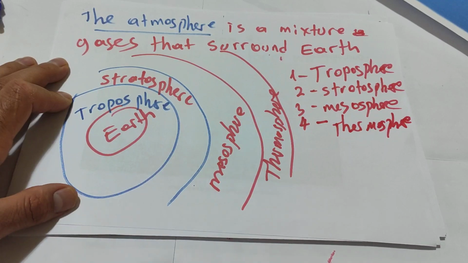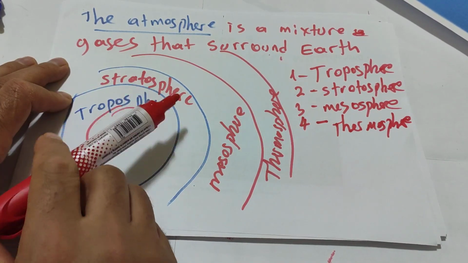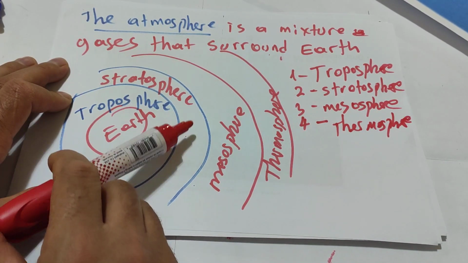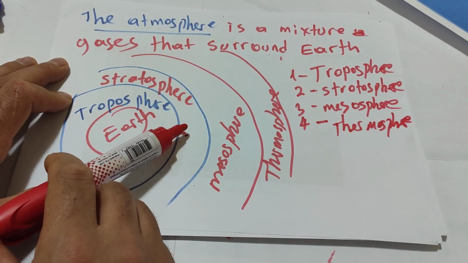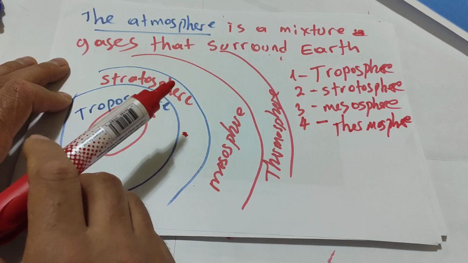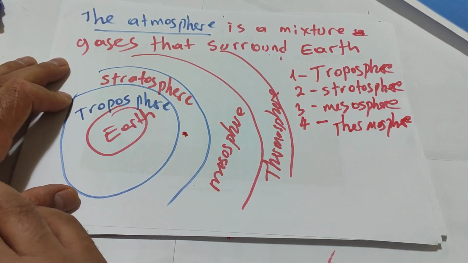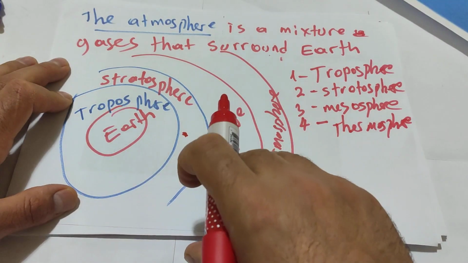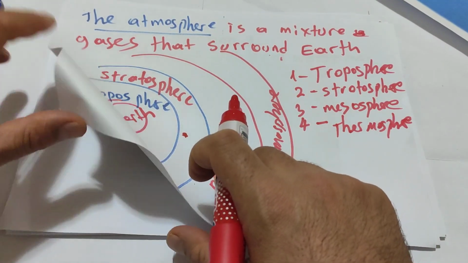Alright. Remember the ionosphere. Ionosphere is found in the second layer. Ionosphere is very important for human health and for living things because it absorbs or reflects ultraviolet light. Ultraviolet light causes skin cancer.